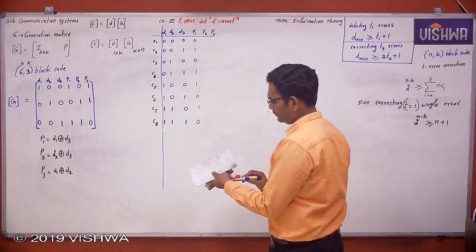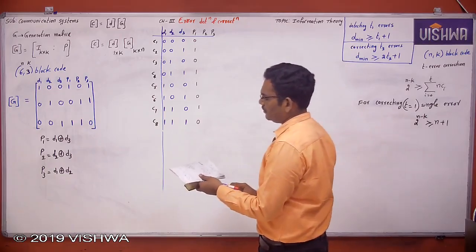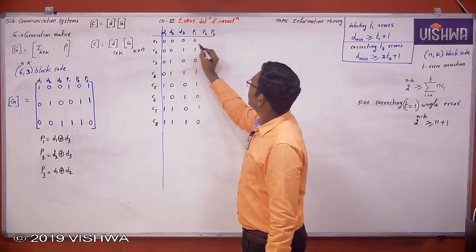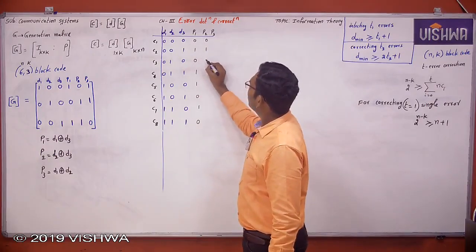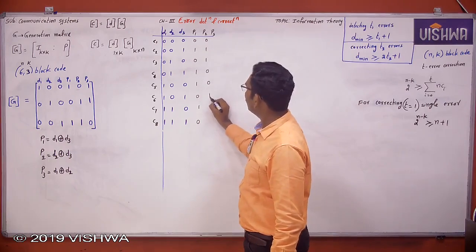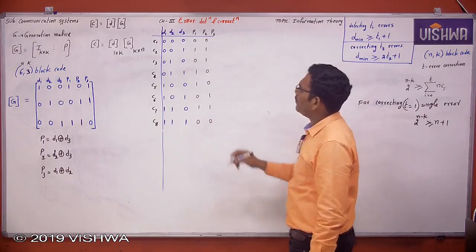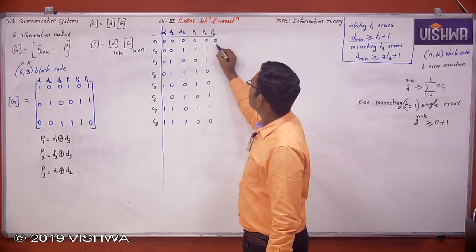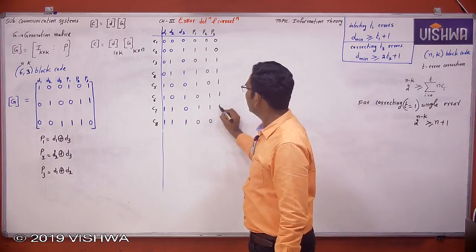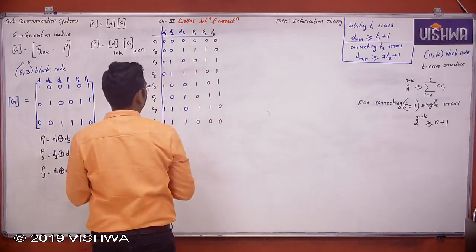Now P2 is a combination of 2 and 3: 0, 1, 1, 0, 0, 1, 1, 0. P3 is a combination of 1 and 2: 0, 0, 1, 1, 1, 1, 0, 0. Now this is P3.